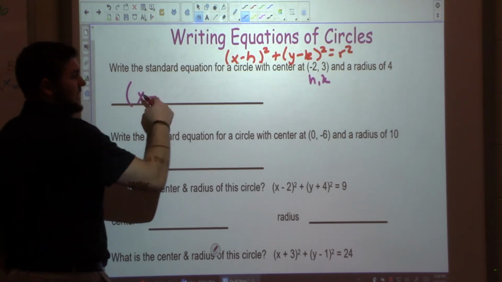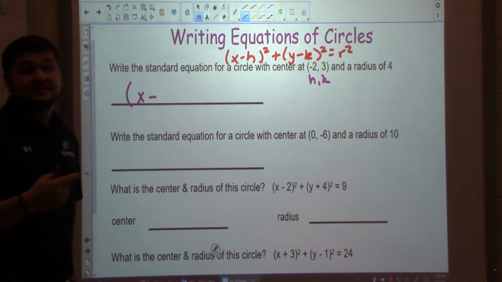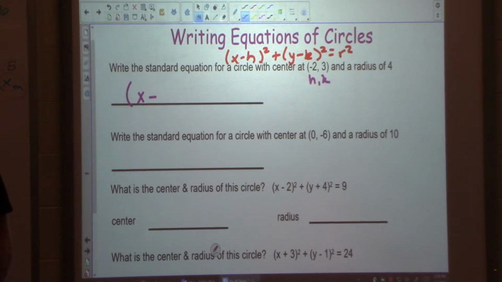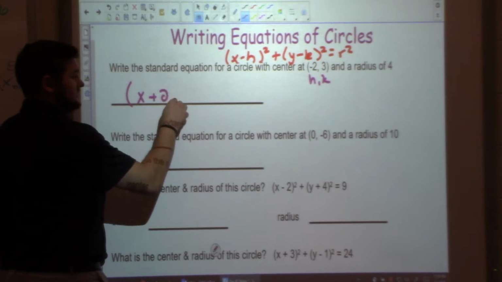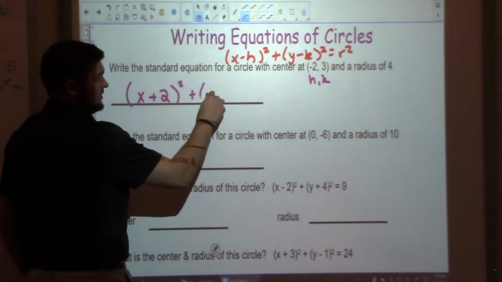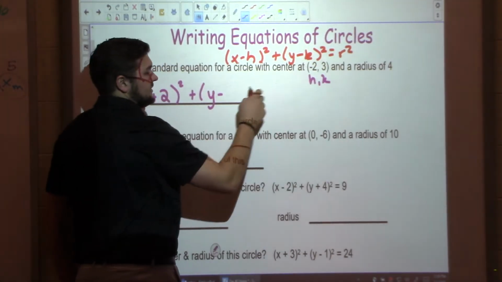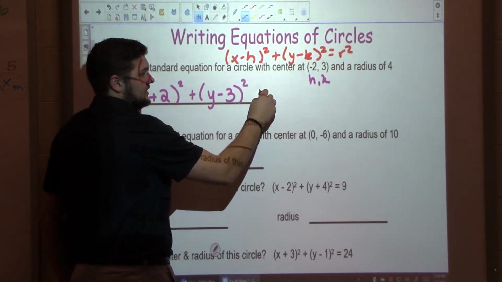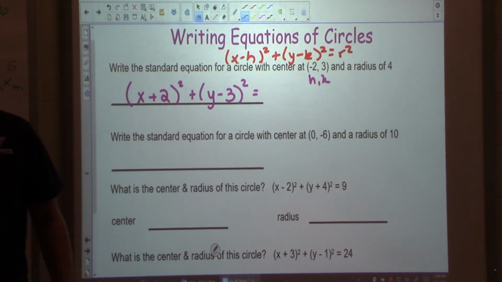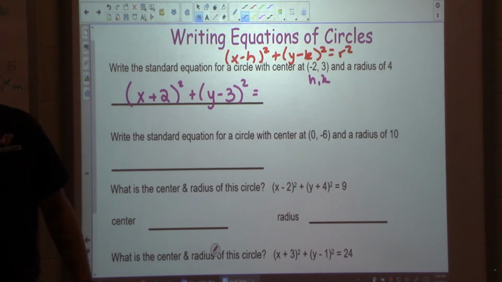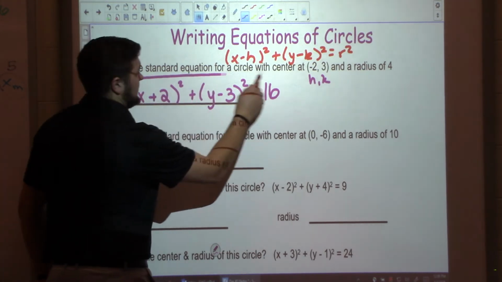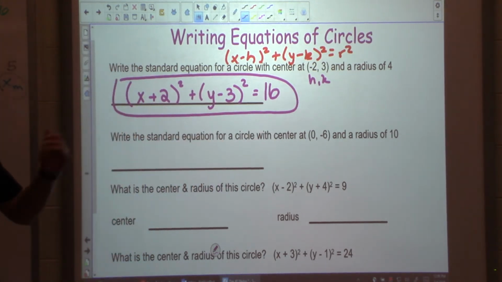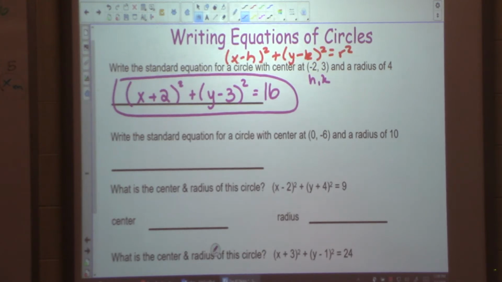X minus h, or minus -2. Well, minus -2 is like plus 2 squared, plus y minus k, or 3 squared, equals my radius squared. Well, what's my radius? 4. So if I square that, I get 16. So this is my equation of that circle. Okay? Does that make sense? It's not too bad, is it?